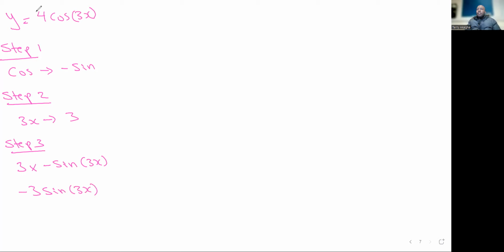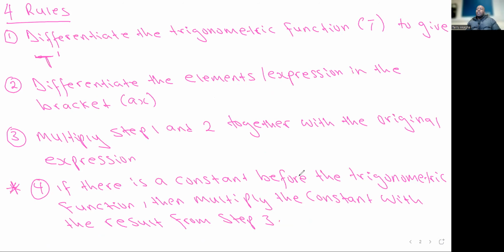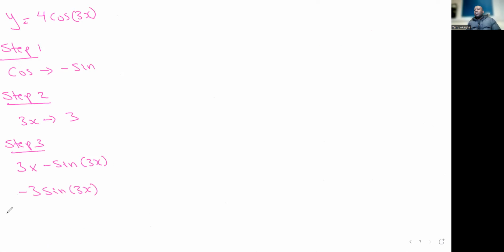But remember, in this case, we're having a constant here. So we have to do step 4. Remember, in step 4, we're told that if there's a constant before the trigonometric function, then multiply the constant with the result from step 3. So step 4 now, dy over dx, will be equal to 4 multiplied by minus 3 sine 3x. And that will give you minus 12 sine 3x. And that will be the answer for that.